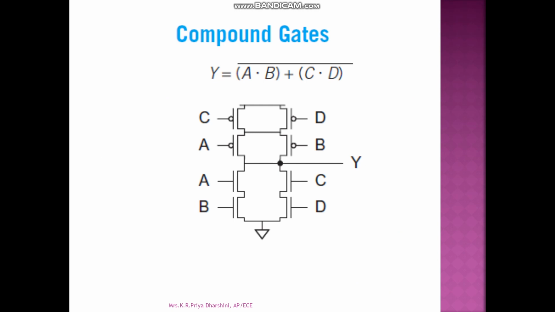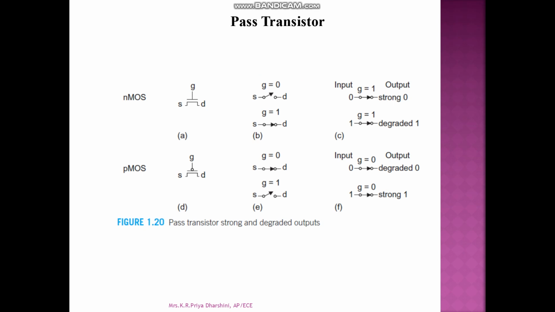And this is the structure of the compound gate. So the compound gate, in the sense, the whole bar of A dot B plus C dot D, is called the compound gate, in which A, B are inputs and C and D are inputs here.